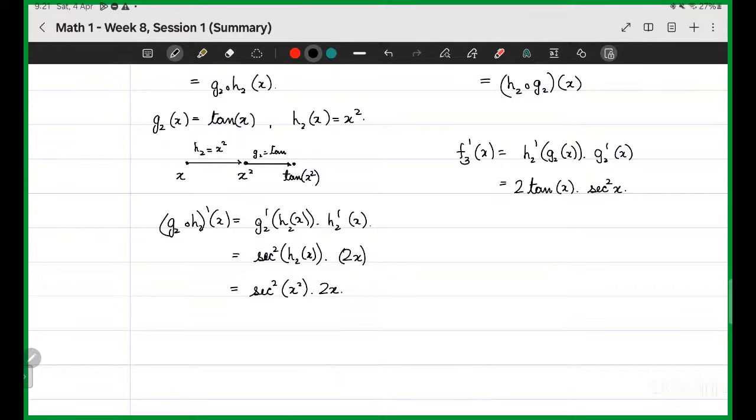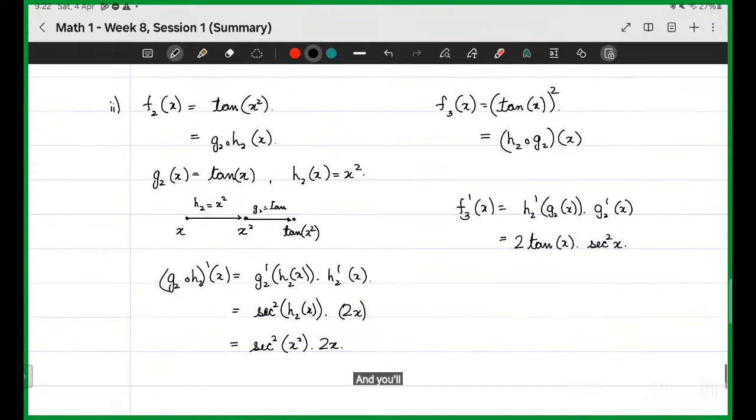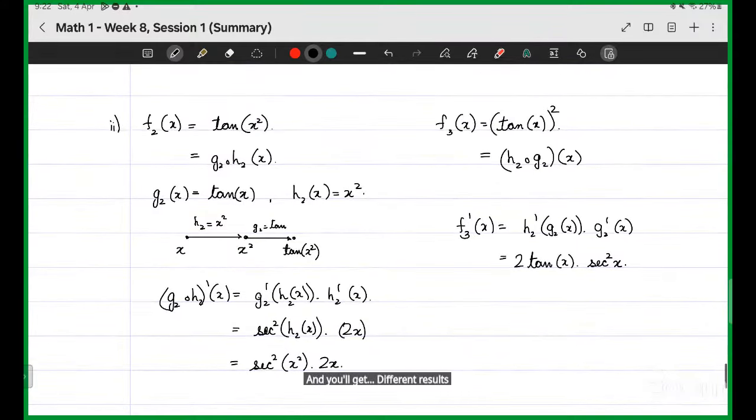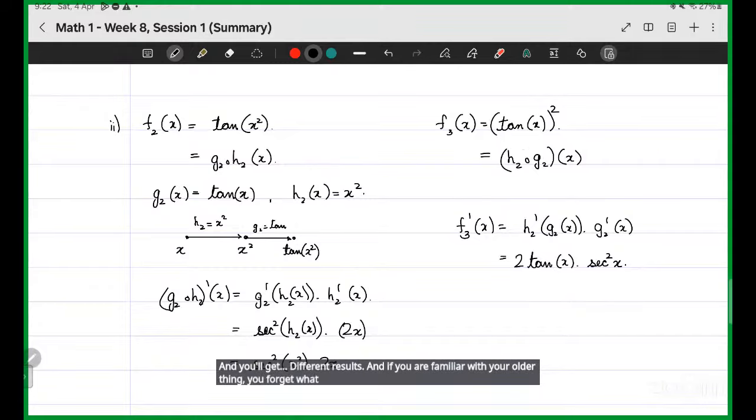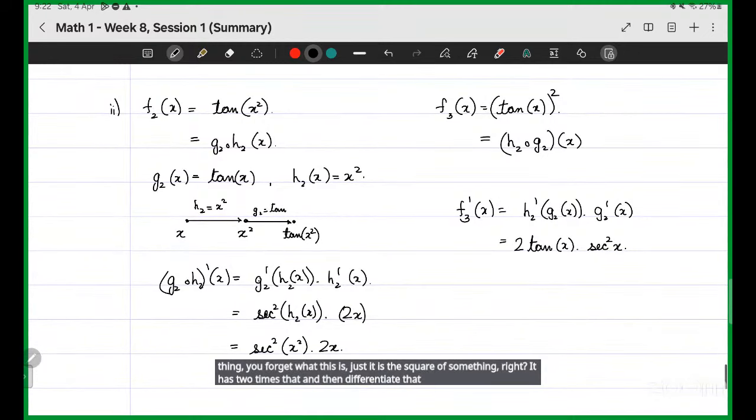So of course, when you're composing two functions, the order matters, and you'll get different results. And if you forget what this is, just remember it is the square of something. It has 2 times that, and then differentiate that. Whichever way you want to remember it is okay. It's the same.